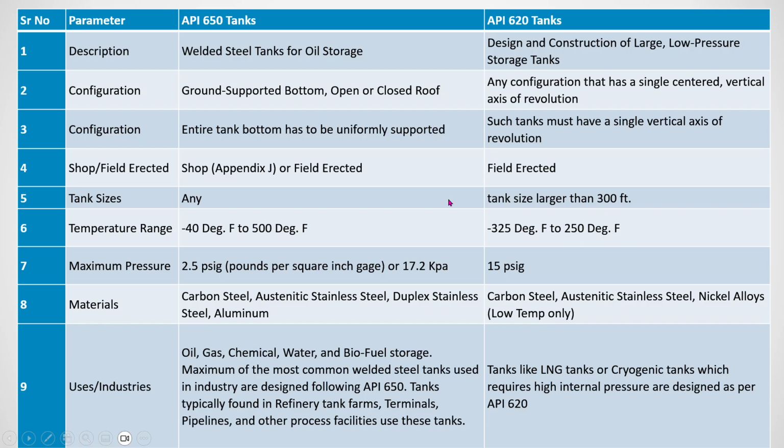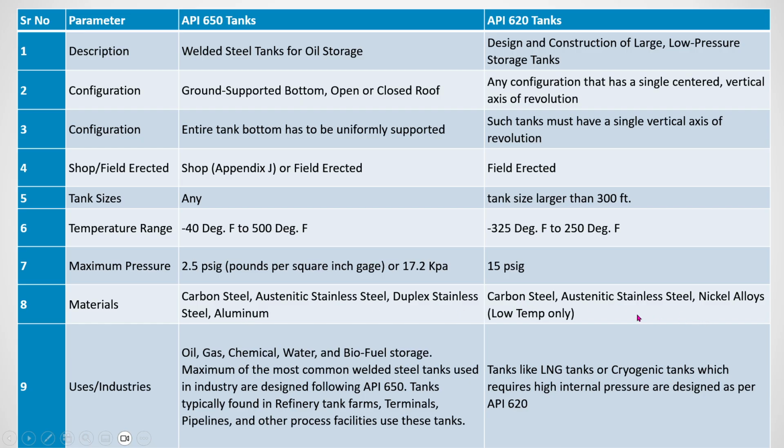Here the minus is too much, the minus is more than this, that is minus 325. But the high temperature is only 250 degree Fahrenheit. Then for 620, the maximum pressure, for 650 it is very low, more or less atmospheric, 2.5 psi gauge or 17.2 kilopascal. Here it is 15 psi gauge, 15 psi, slightly high pressure.